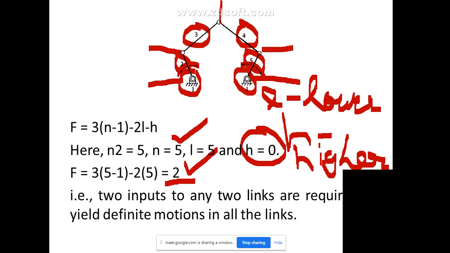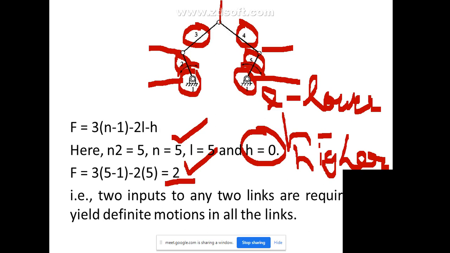So in maximum cases where there are connections with links, we will always get H equal to 0 only. We will solve special problems where we will get higher pairs also. First you understand only where lower pairs are there. So today we are discussing problems only on lower pairs.